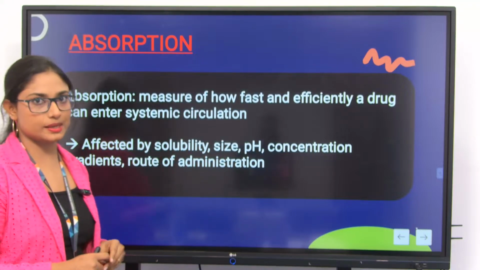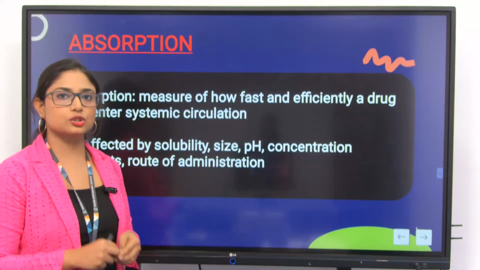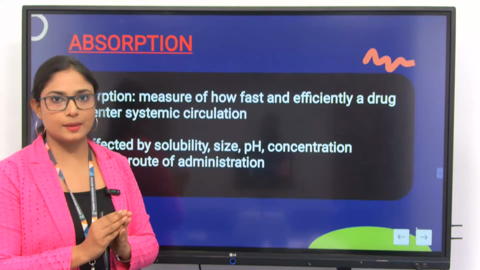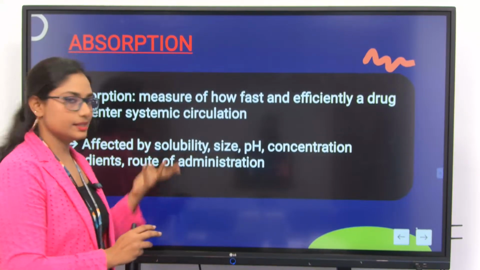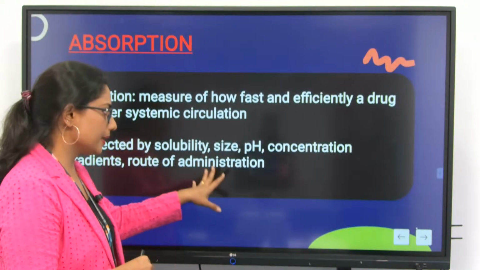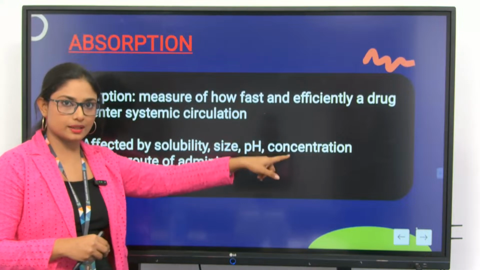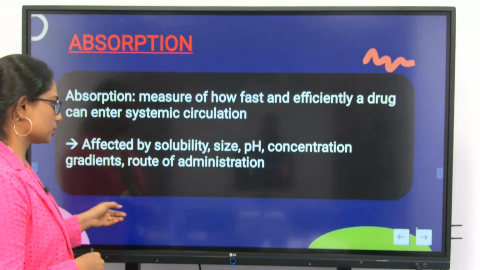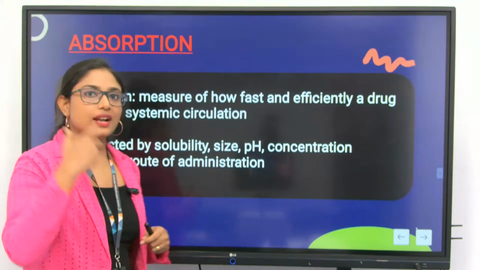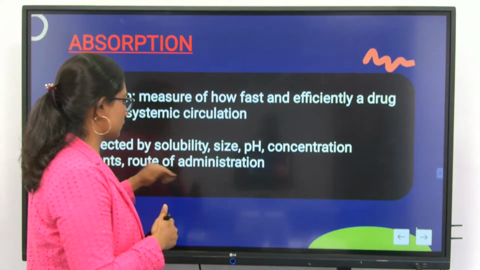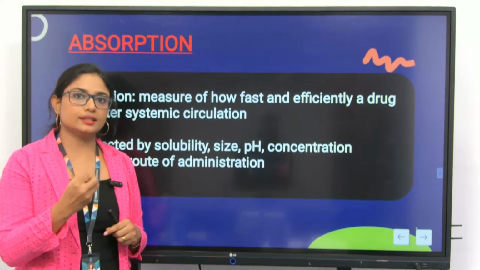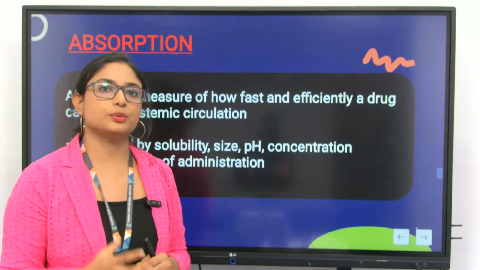Of course, solubility means, as I have just told you, the drug should be lipophilic enough so that it can easily diffuse through the cell membrane and get absorbed. And size, yes, the size should be very small for easy absorption. pH, I will explain in detail in the coming slides. Concentration gradient and route of administration are also very important. And in the case of an IV administered drug, why is route of administration important in case of absorption? See, for an orally taken drug, yes, there is an absorption factor.